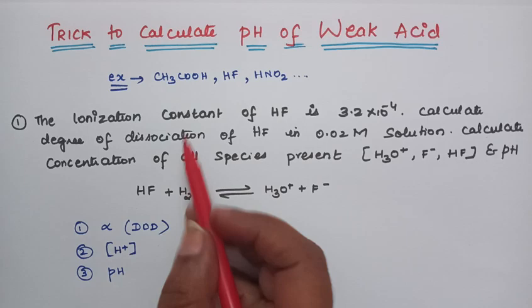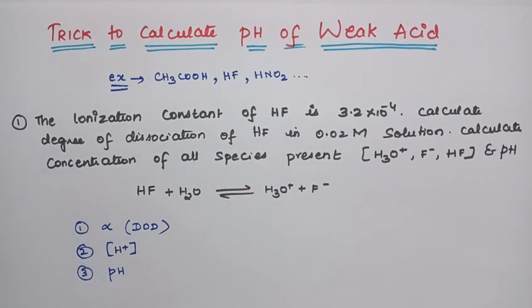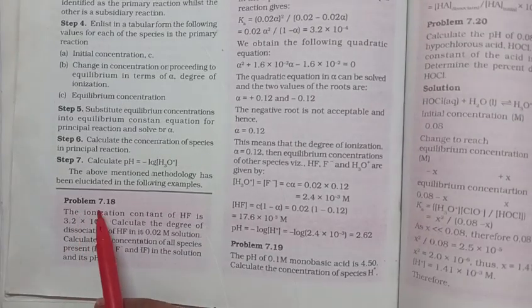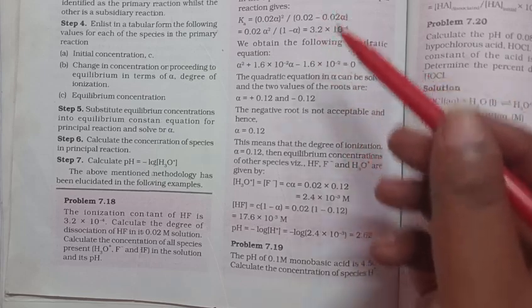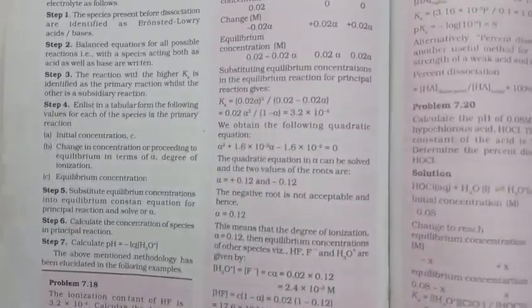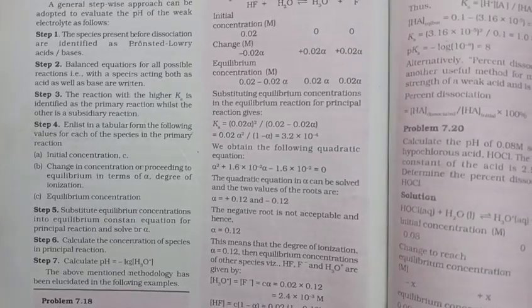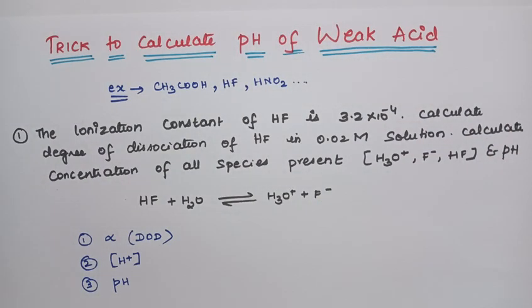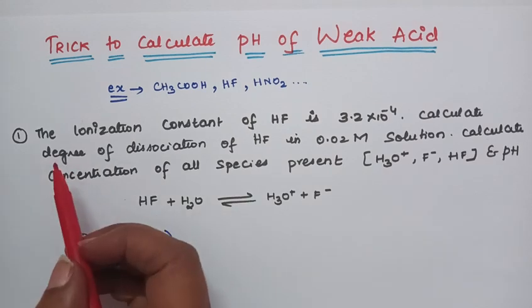This is the question which I have taken from the NCERT textbook. See, this is the NCERT textbook. Problem 7.18. So this is the question and this is the answer they have solved. So you can see it is so lengthy. So I'll teach you a simple trick using which we can easily calculate the pH. So let us read the question once.